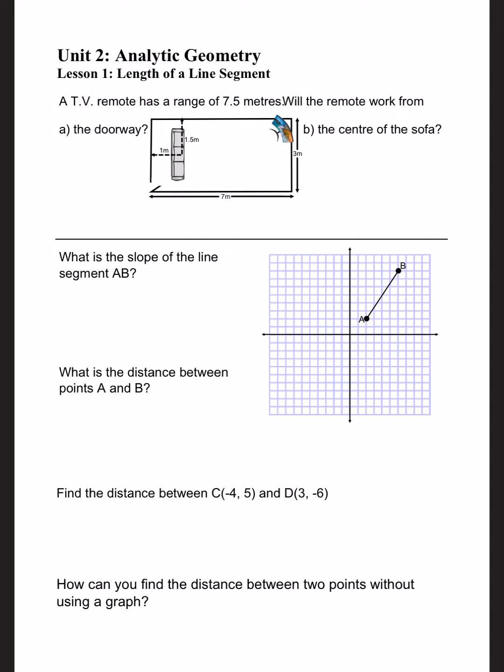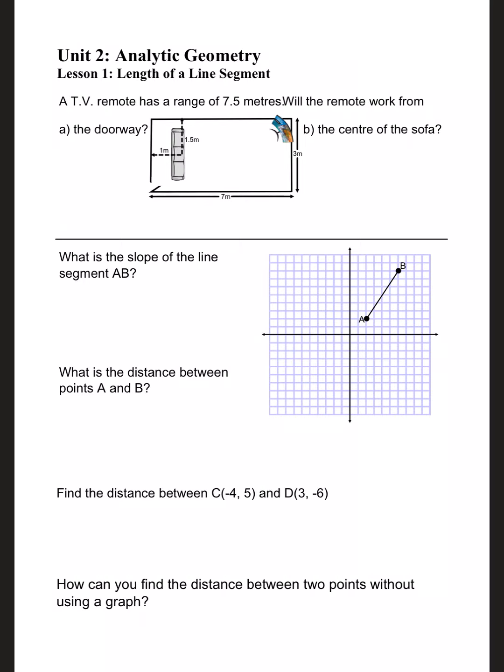Hello everybody, today we're looking at Unit 2, Lesson 1, Length of a Line Segment. So today we're going to build on what we know about the slope of a line and what we know about the Pythagorean theorem to come up with a formula that will help us calculate the distance of a line between any two given points. We'll first start by refreshing our minds on the Pythagorean theorem, which we would have seen in the previous day's notes.